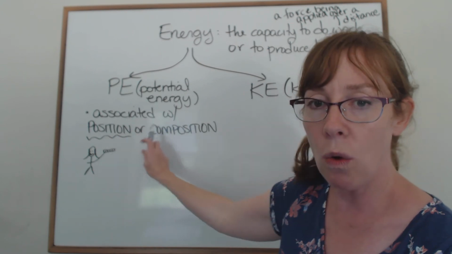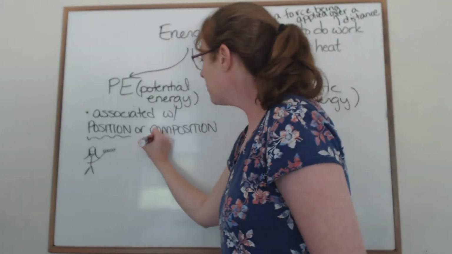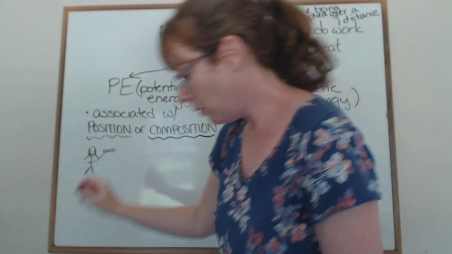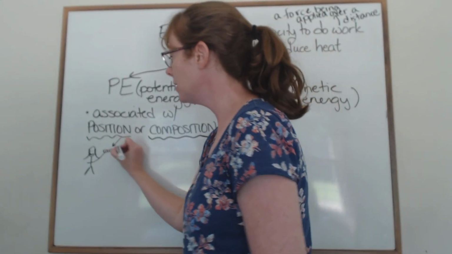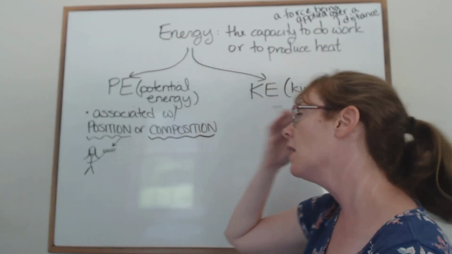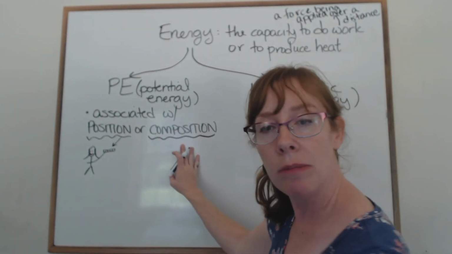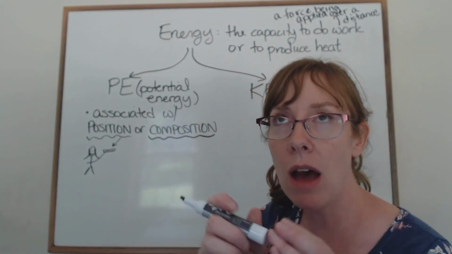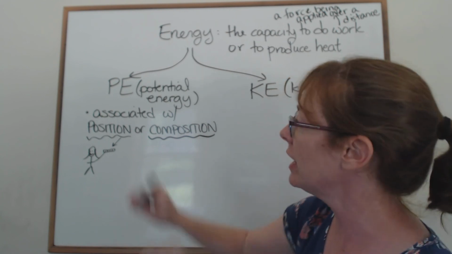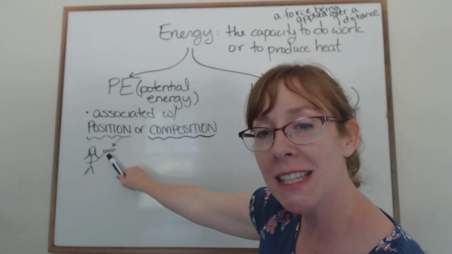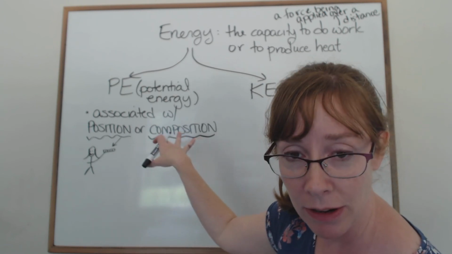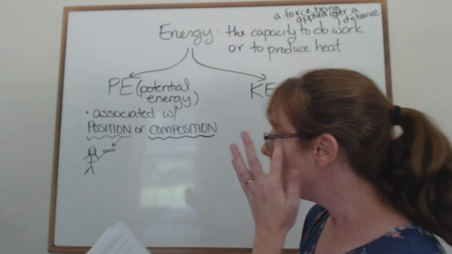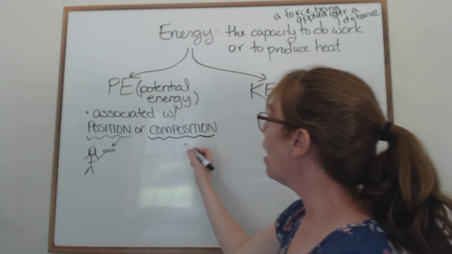Associated with position or composition. The position is just changing where it is in the universe. Composition is more how chemists think about potential energy, while position is how physicists think about it. As chemists, I prefer this word, composition. Let me explain why.